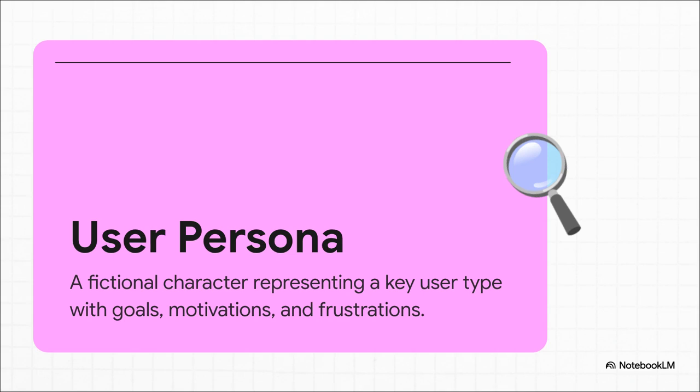So for our plant app, we might invent Pam, the busy professional. We define her goals. She wants to keep her ferns alive, and her frustrations. She's super forgetful because she's always short on time. See? All of a sudden, we're not just designing for some random user, we're solving a real problem for Pam.